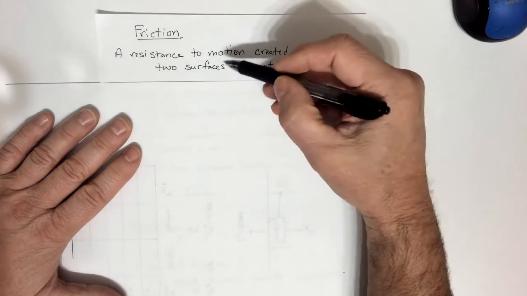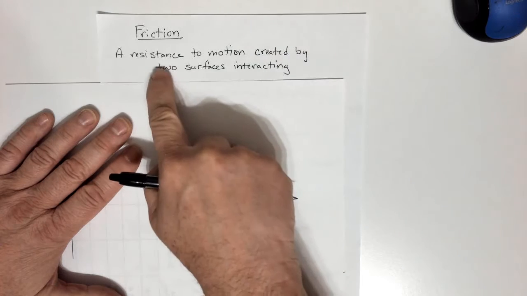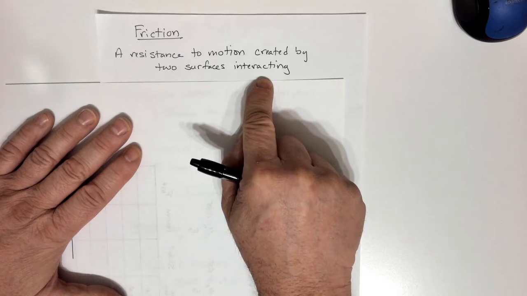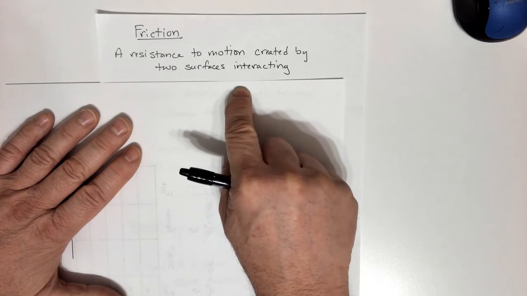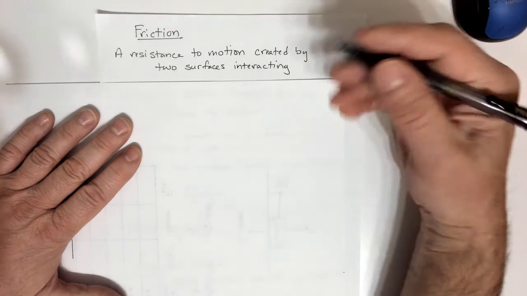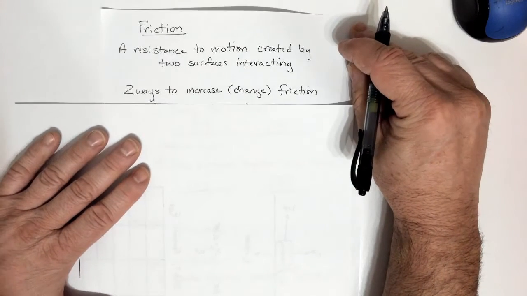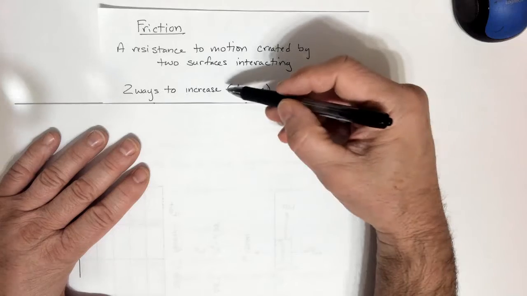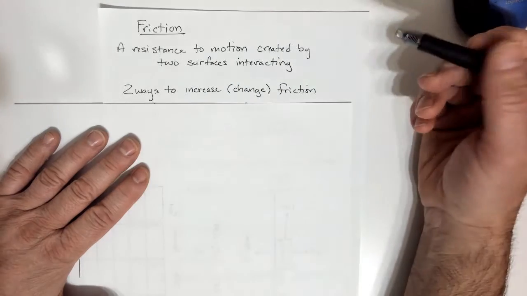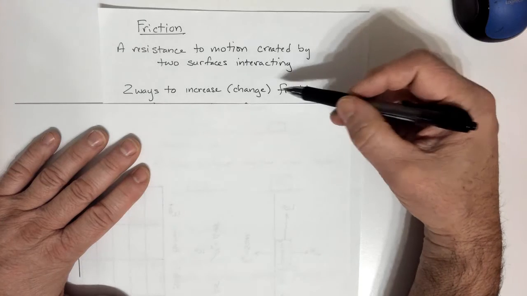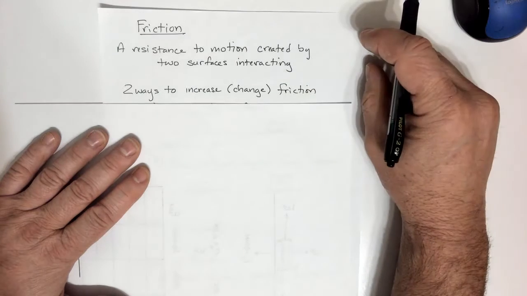Here we go. Friction, in its basic definition, is a resistance to motion created by two surfaces interacting. So when two surfaces rub together, they create friction, or they slow objects down. And we've been adding this to our diagrams. And there are two ways to actually increase or change friction. You could decrease it too, but if you think about friction this way, it will help you understand the formula I'm going to develop, okay?